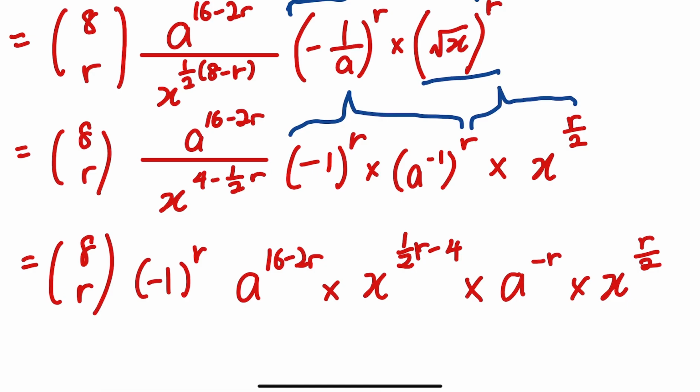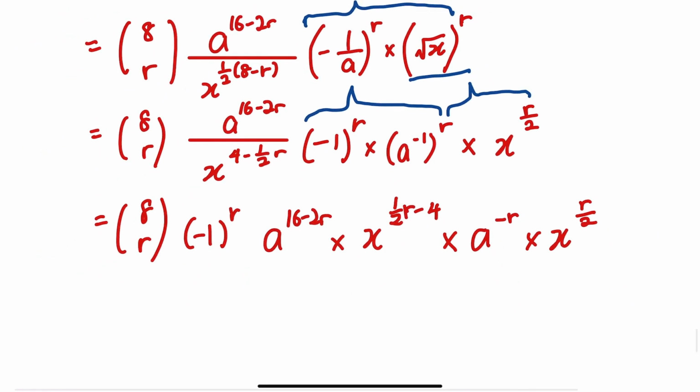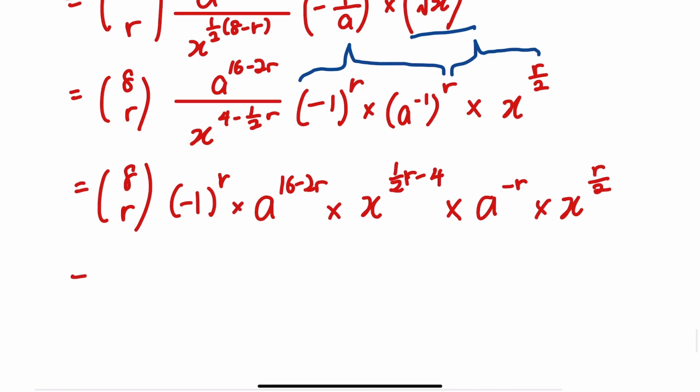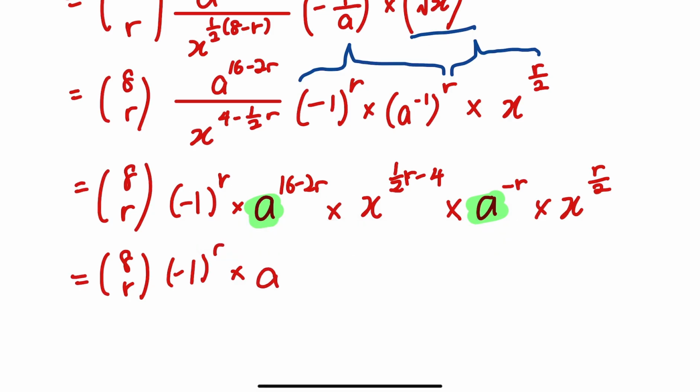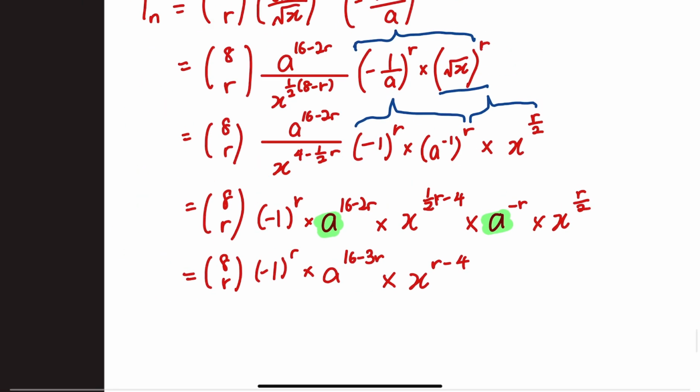Okay, so very simply, therefore, simplify everything to make life easier. This is simply equal to 8 choose r times negative 1 power r times, I combine the a powers, base a first. This will become a power 16 minus 2r minus r, which is 16 minus 3r. Then times x, combine the powers together: half r minus 4 plus another half r, I'll get x power r minus 4. And this is my general term formula.